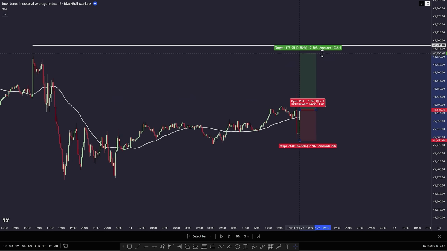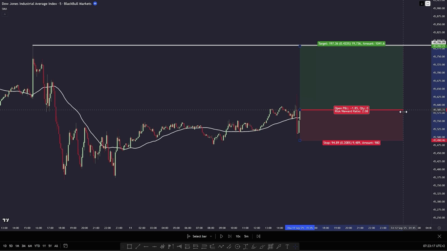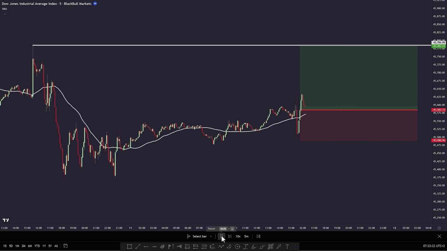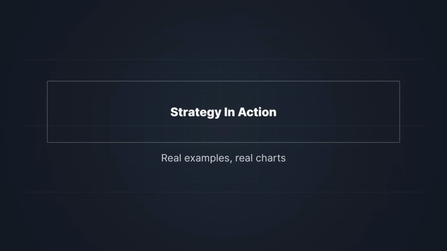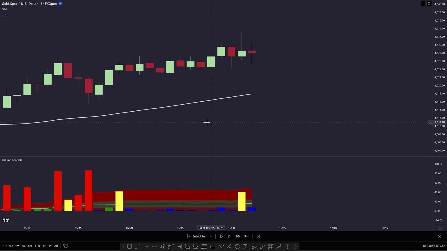For targets, I'm looking at the next significant structure level in the direction of the trend. Previous highs in an uptrend, previous lows in a downtrend. Usually gives me at least 2R, often more. Let me walk you through real examples so you can see exactly what this looks like.